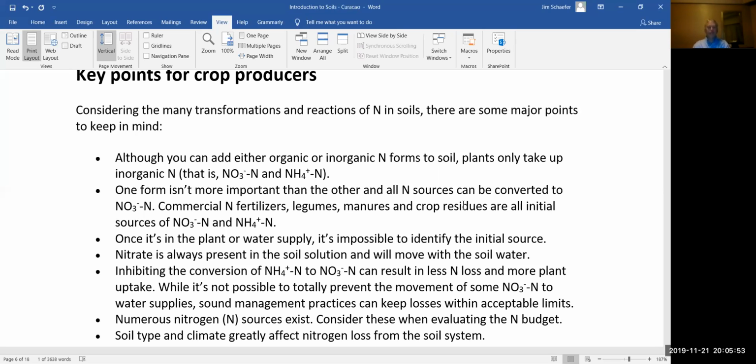Whether it's nitrate or ammonia, one form isn't more important than the other. And all nitrogen sources can be converted to nitrate. Commercial nitrogen fertilizers, legumes, manures, and crop residues are all the initial sources of nitrate and ammonia. Once it's in the plant or water supply, it's impossible to identify the initial source.